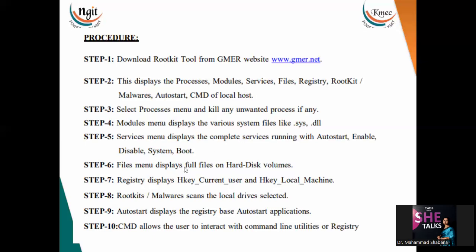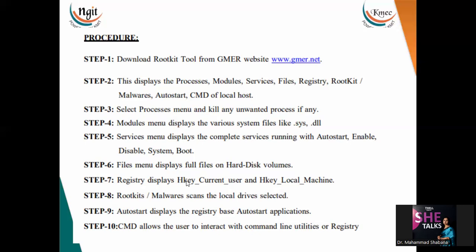The files menu provides access to a complete list of files on the hard disk. Rootkits sometimes hide files within directories or use obscure file names to avoid detection. Reviewing this menu can reveal hidden or malicious files.